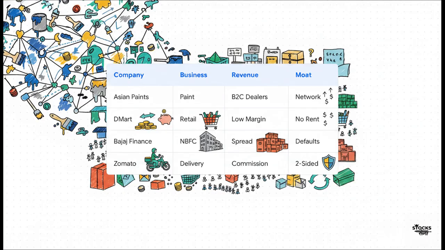Now consider DMart. Their business is discount retail. Their revenue model relies on razor-thin profit margins, but incredibly high volume. What makes them unique, their moat, is that they actually own their store real estate, so they pay absolutely zero rent, allowing them to buy in massive bulk and heavily undercut competitors on price. It is literally perfectly engineered for the Indian middle-class bargain hunter.